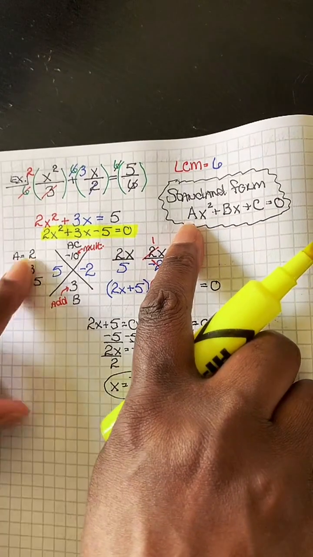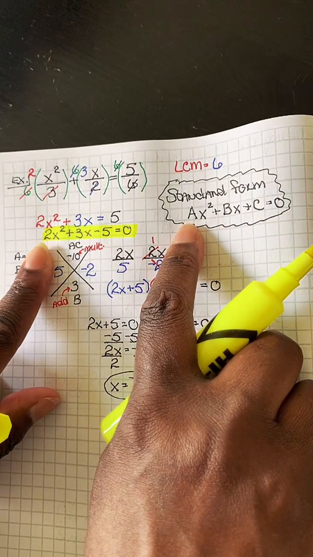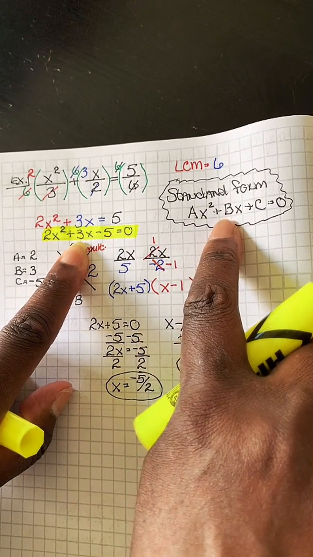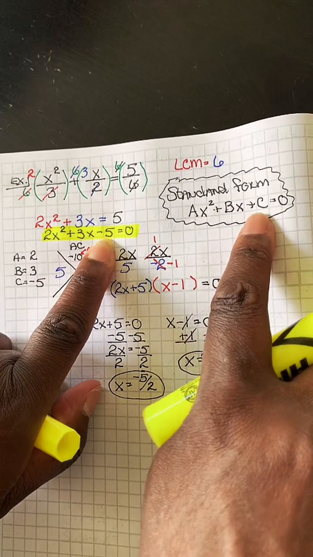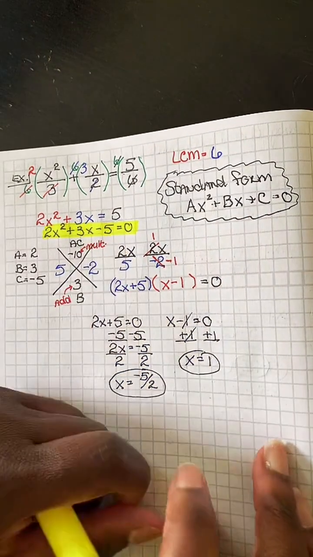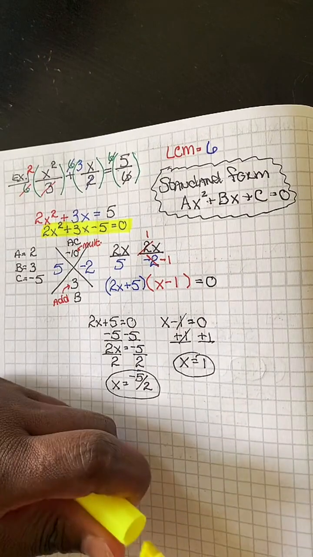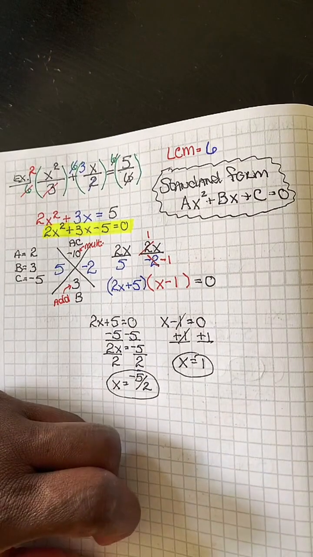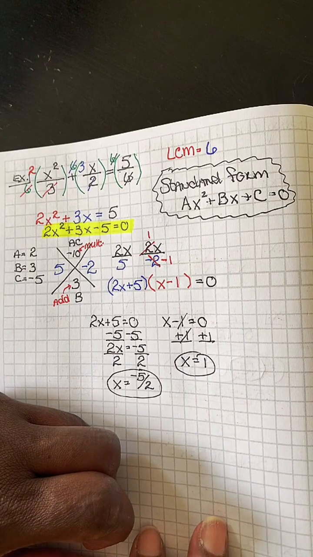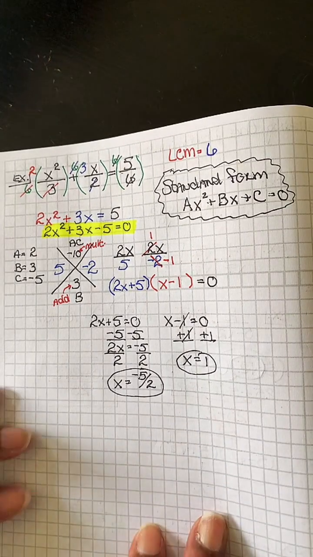So your A, notice the A and the 2 are in the same spot. Notice the 3 and the B are in the same spot. And the -5 and the C are in the same spot. And the big X.